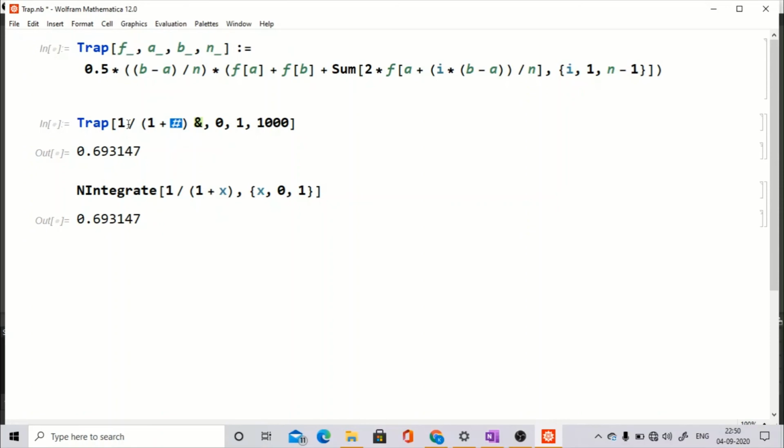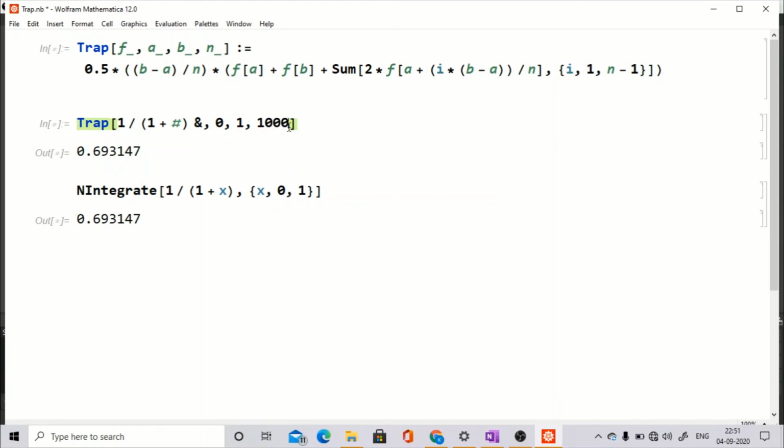So it is 1 upon 1 plus x, and at the end of that statement you have to write end. If you want to write 1 upon 1 plus x, you have to write 1 upon 1 plus hash instead of x, and at the end of that expression you have to write an end symbol. This is my lower interval, and this is my upper interval, and this is 1000. So this is my number of intervals.